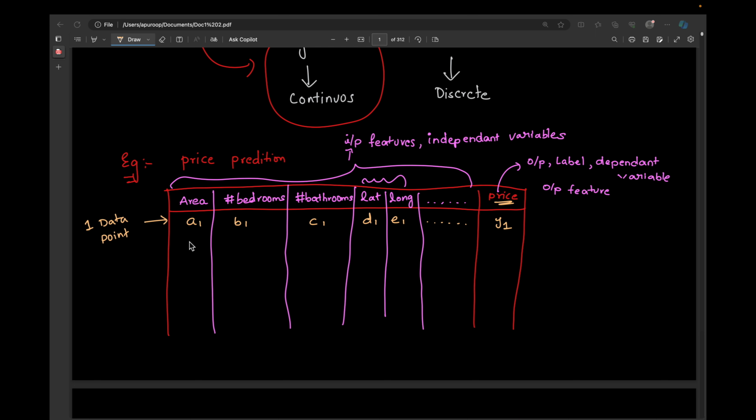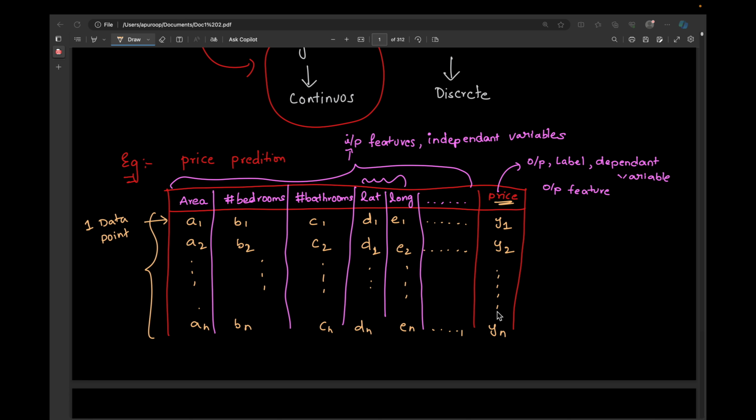Like that, we need to have several data points: A2, B2, and so on. These are the corresponding area value, number of bedrooms, number of bathrooms, and latitude value for that particular flat. All this information will be stored. And finally, corresponding to all these things, we store the actual price over here. Let's suppose we have n points, each with its values A, B, C, D, E and a corresponding output. This whole thing we call our data set.